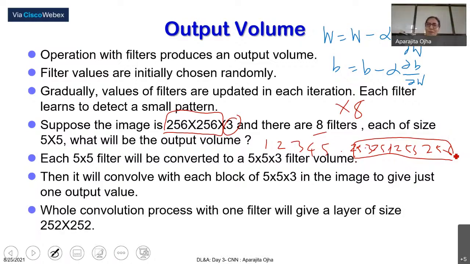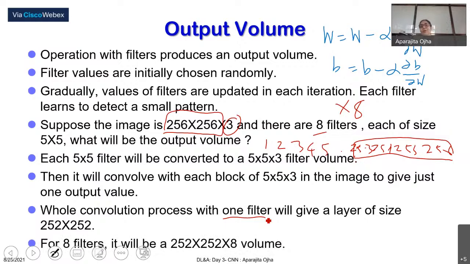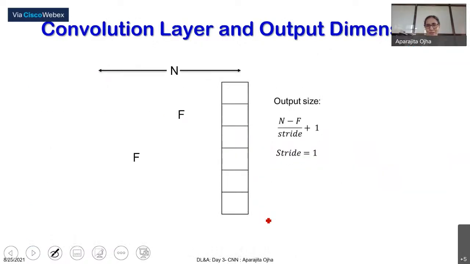I can see so many answers coming out, and Neha, Bhagwani, Aditya, so many of you have very correctly given that the whole convolution process with one filter will give a layer output of size 252 cross 252, and because there are 8 filters, you will have 252 cross 252 cross 8, right? So I hope you have understood to some extent.